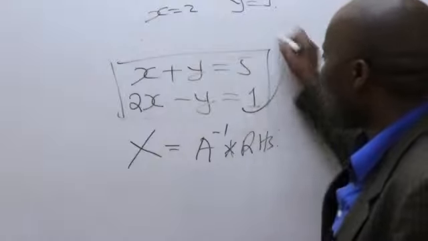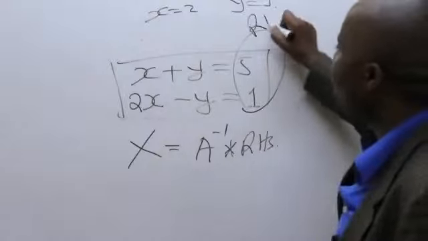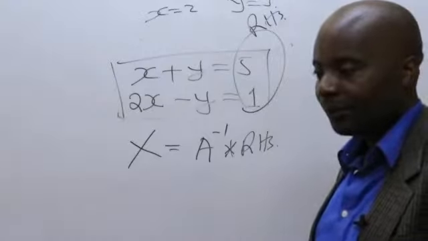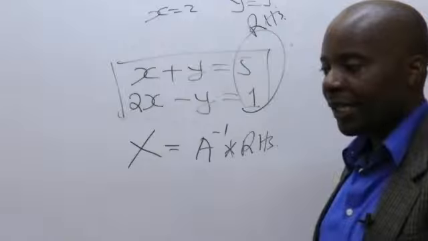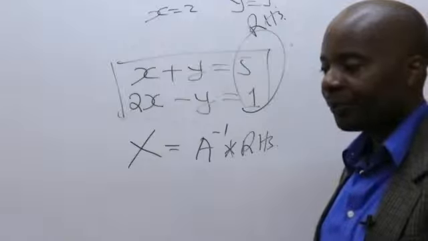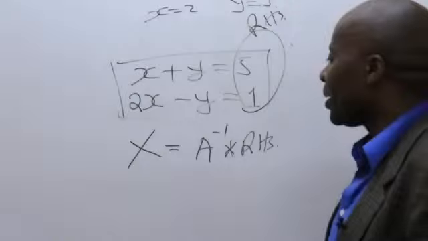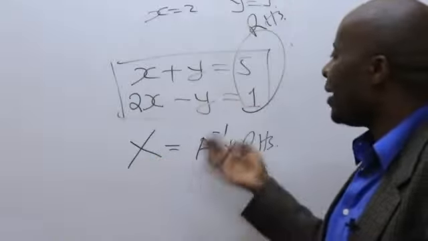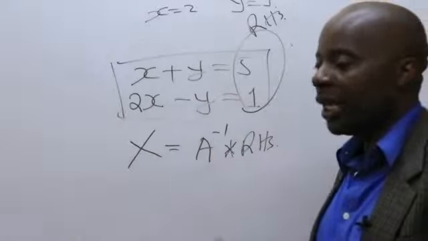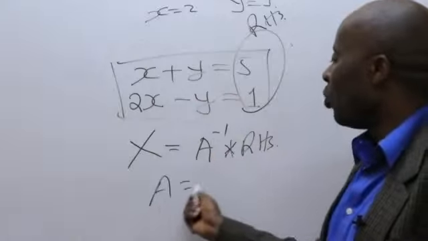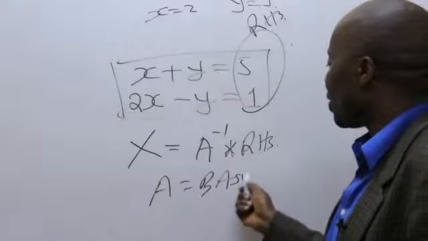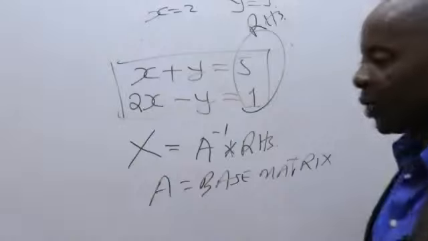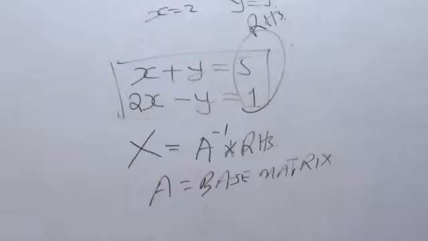Remember, these are the right-hand side values. Now, ladies and gentlemen, X represents the unknowns. And in this particular case, what does A stand for? A stands for what we call the base matrix.